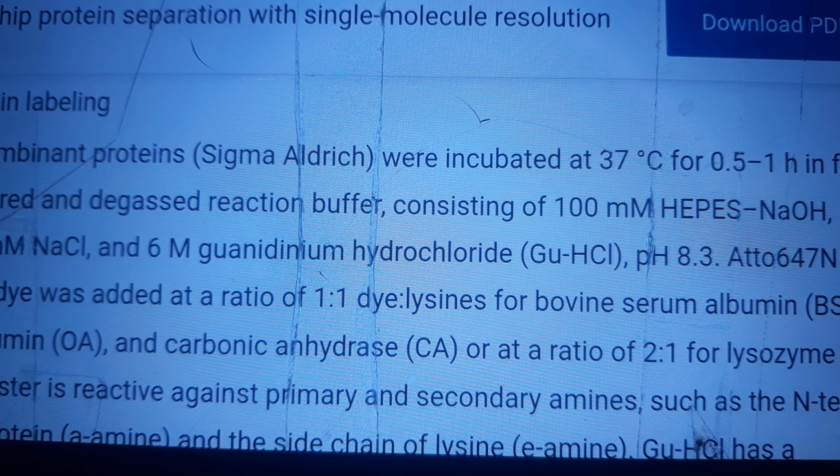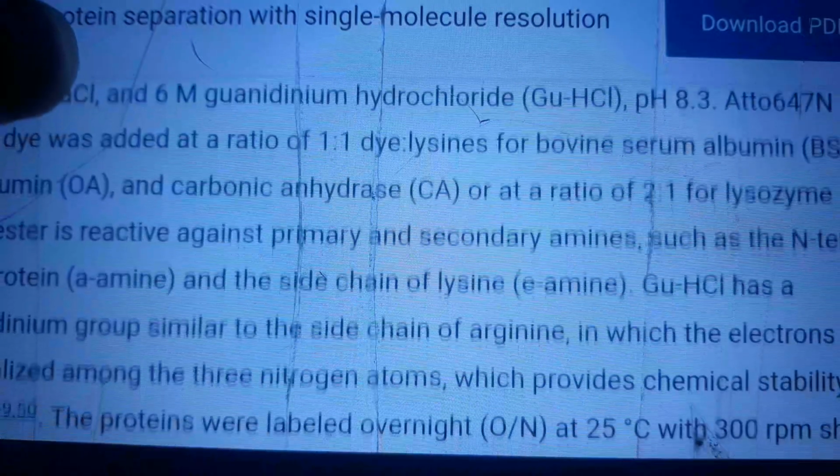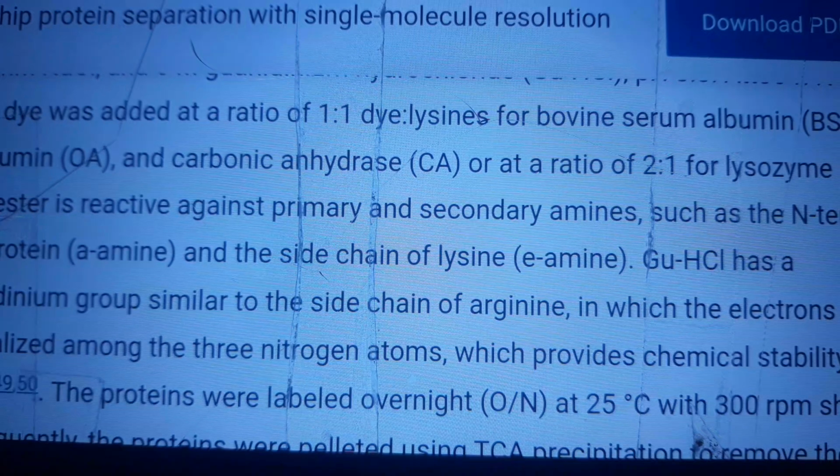Atto 647N NHS ester dye was added at a ratio of 1:1 dye to lysines for bovine serum albumin, ovalbumin OA, and carbonic anhydrase CA, or at a ratio of 2:1 for lysozyme. An NHS ester is reactive against primary and secondary amines, such as the N-terminus of a protein, the alpha amine, and the side chain of lysine, the epsilon amine.